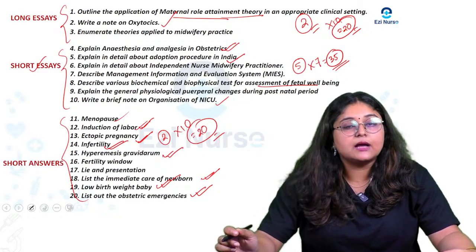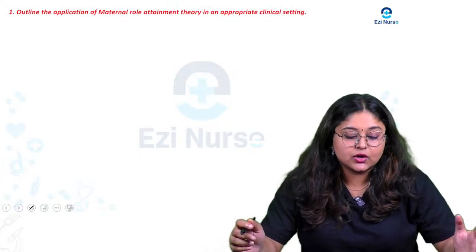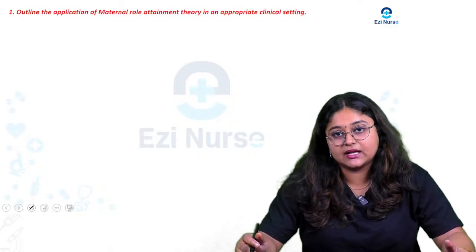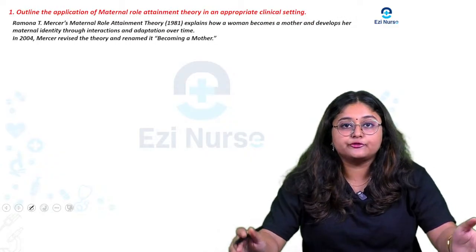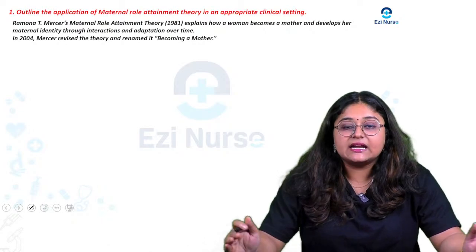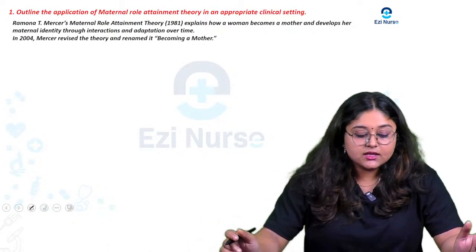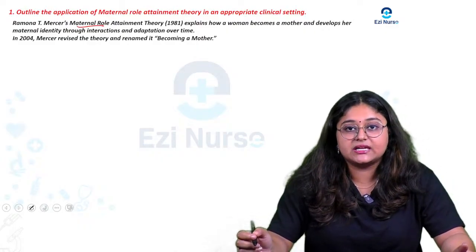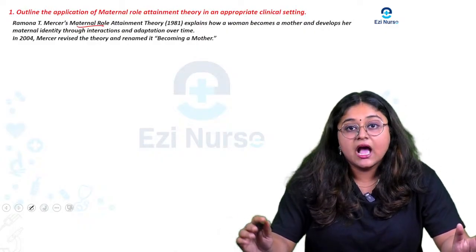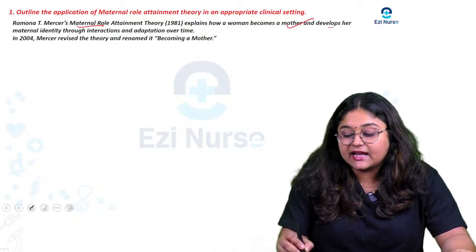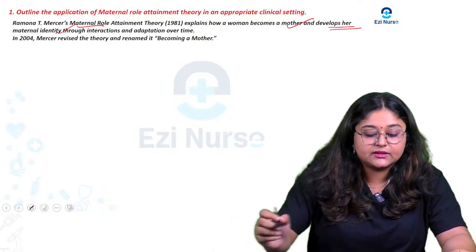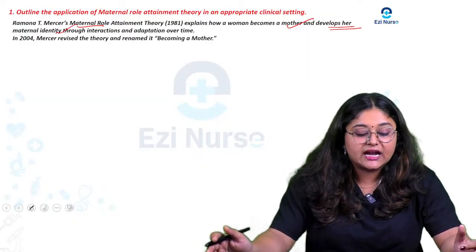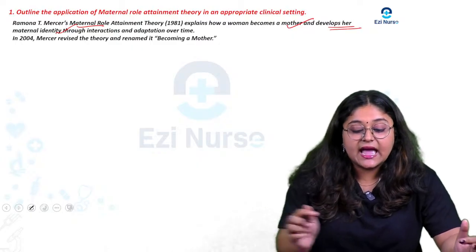First, come to the long essay. First question: outline the applications of maternal role attainment theory in appropriate clinical settings. First we have to know who introduced this theory and how it is related with maternal nursing. Ramona T. Mercer's maternal role attainment theory, introduced in 1981, explains how a woman becomes a mother and develops her maternal identity through interaction as well as adaptation over time. That is the maternal role attainment theory.